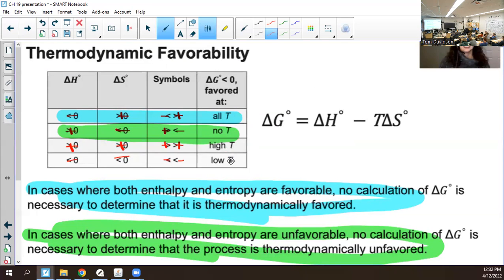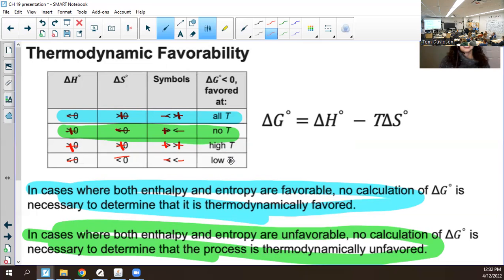So this is just saying what I just said, actually. So in cases where both enthalpy and entropy are favorable, no calculation of delta G is necessary. You don't have to do the math here because it will always be favored, or will always not be.